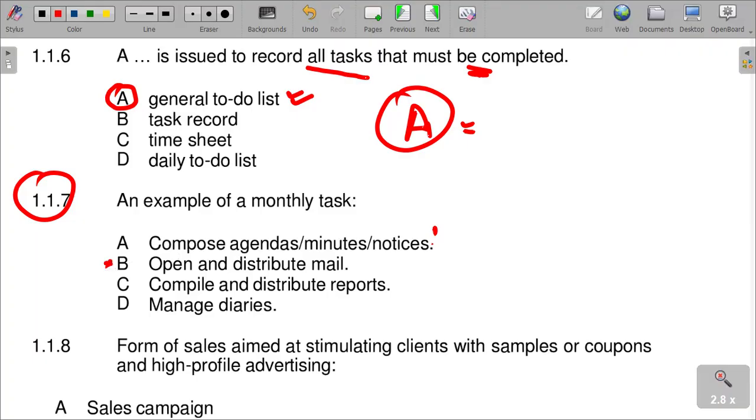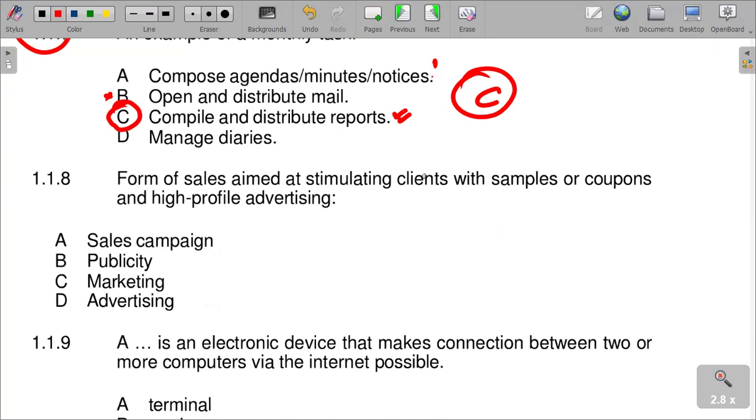Compile and distribute reports. In a month, we can compile and distribute reports. This is correct, because a monthly task is something that has to be done monthly. Reports must be drafted and distributed. Manage diaries is a daily thing; you need to check your diary almost daily, it's a daily routine.